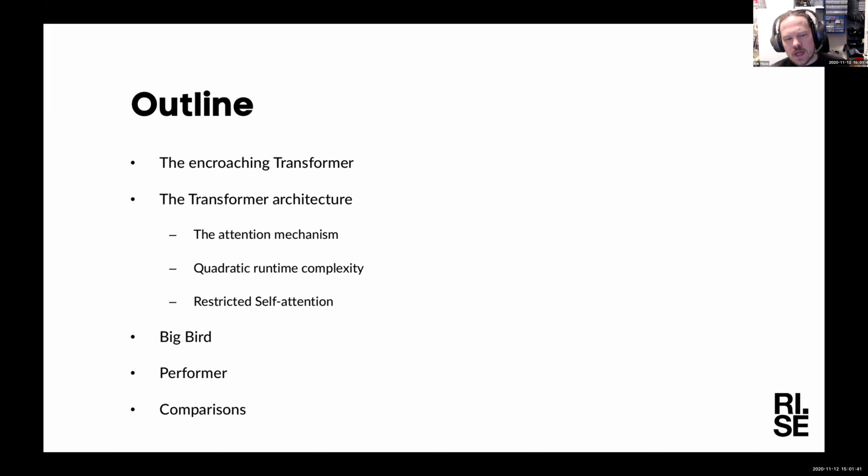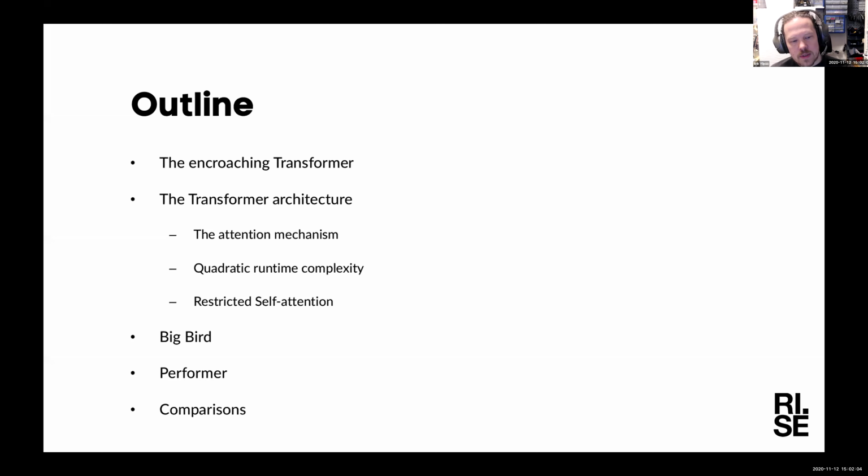A lot of the talk will actually be about the transformer architecture. I'm not assuming that those of you who listen to this know the architecture in detail. If you do, a lot of this will be old news. But if you don't, I hope you get an intuitive understanding of the issues with the architecture and also the kind of solutions we're looking at.